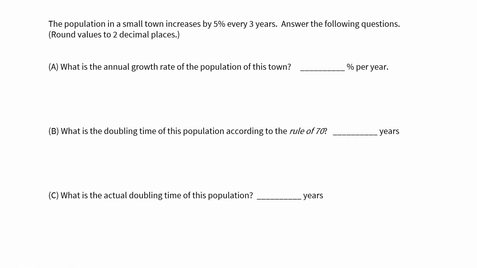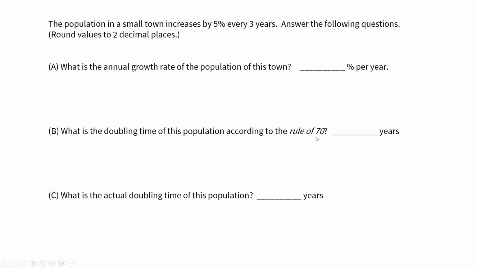In this first example, you have the population in a small town increases by 5% every 3 years. You're asked to answer the following questions and round values to 2 decimal places. So what is the annual growth rate of the population? What is the doubling time of this population using the rule of 70 to approximate it? And what is the actual doubling time of this population?